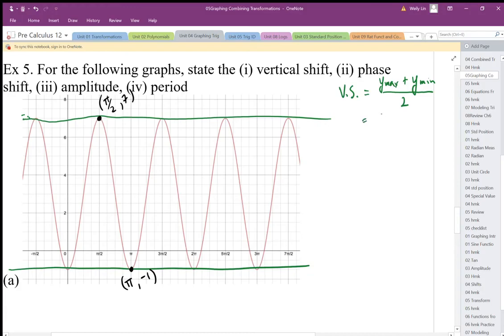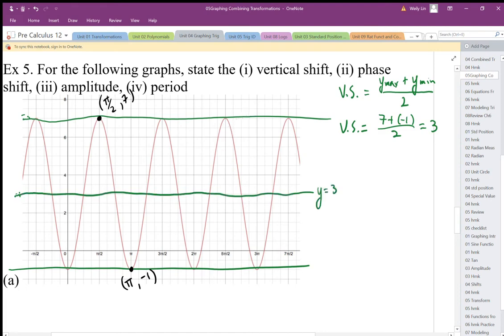So in this case, if I add the two positions and divide by 2, I get the position of y equals 3. So that works out to be my vertical shift. If I look at where y equals 3 is, there it is. Y equals 3 is the middle of that graph. Okay, it's as much above as it is below that position there. This is a really important and useful formula. Okay, that finds the middle.